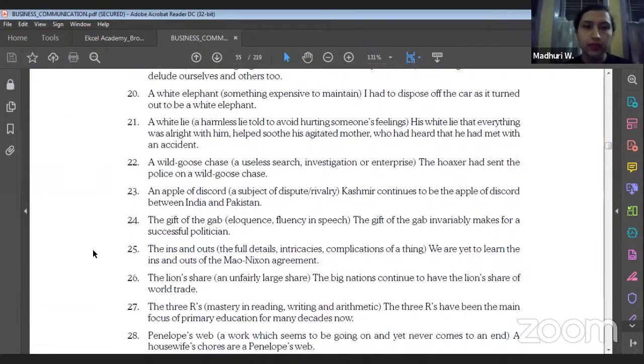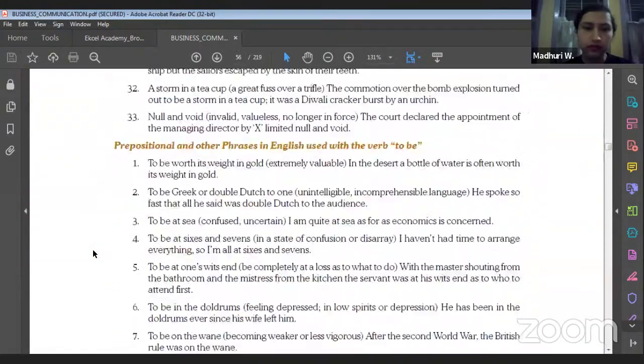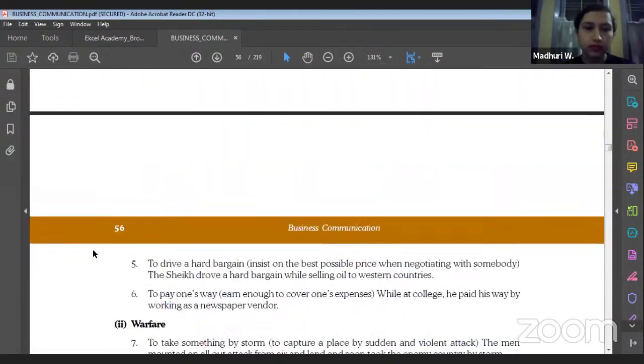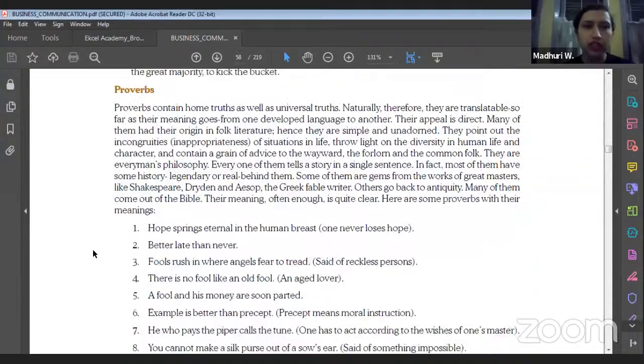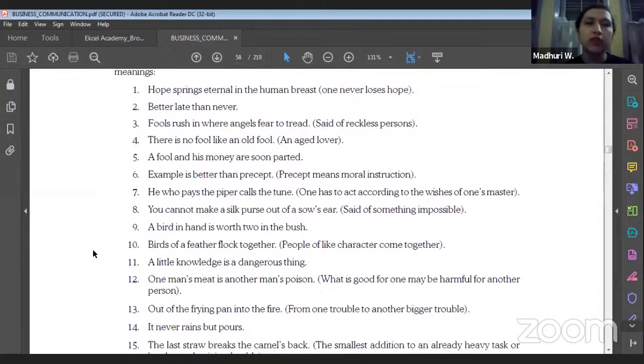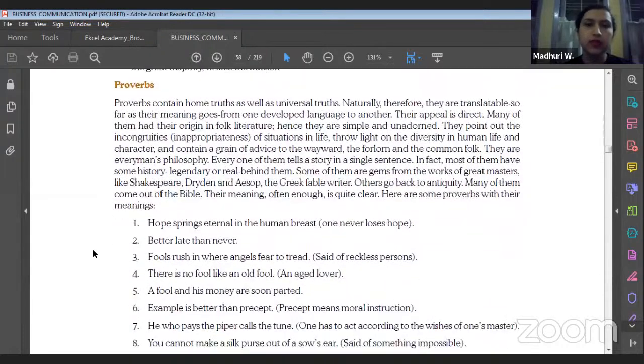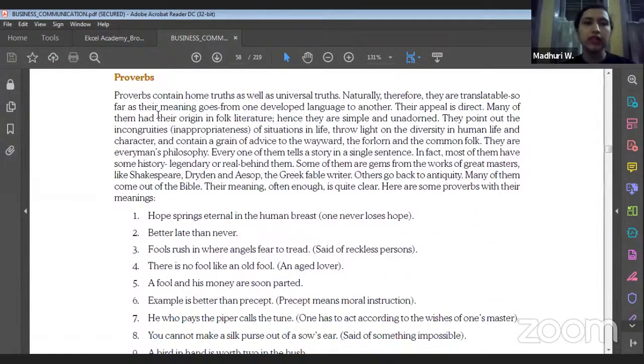So the next part that we can work on, and you have a lot of these actually, so go through all of these, is proverbs. So what is a proverb? Proverbs generally contain some truths, as well as home truths and universal truths. For example, we say better late than never, right? Better late than never.